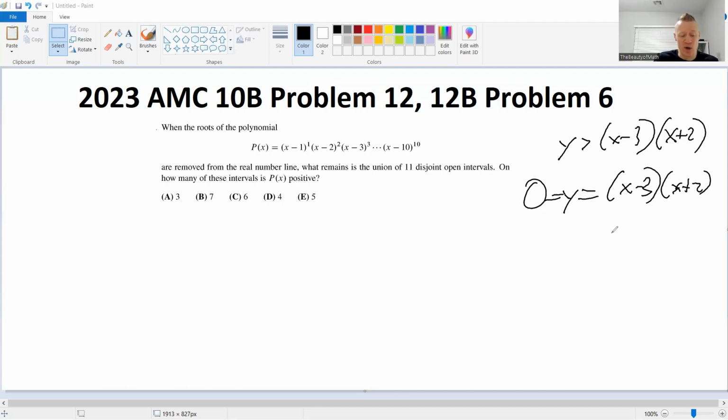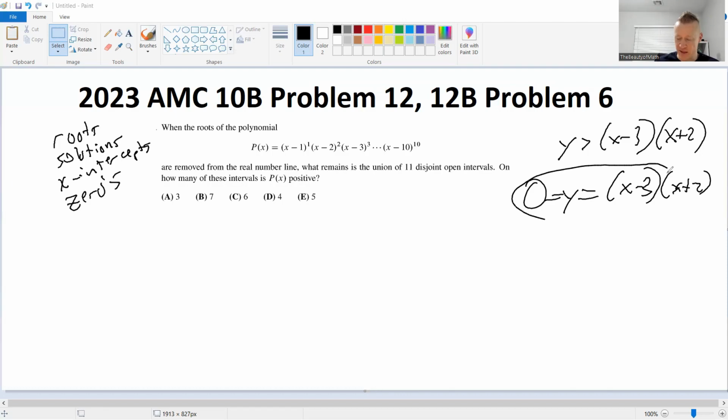By the way, this is why we say that roots, solutions, x-intercepts, zeros, those are generally all meaning the same thing. It's the solutions of this equation. It's called a 0 because y equals 0. When y equals 0 on a graph, you're crossing the x-axis, which is why it's an x-intercept. And the roots are also the same thing where it crosses the x-axis.